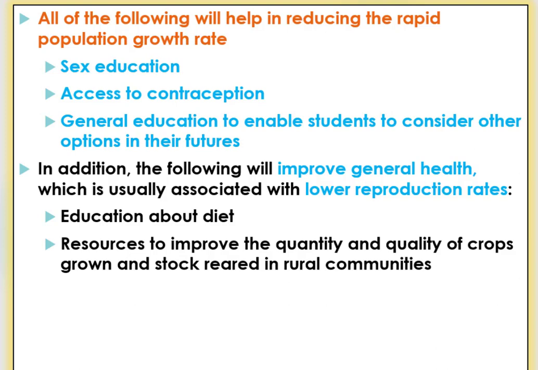In addition, the following will improve general health, which is usually associated with lower reproduction rates. This includes education about diet, and resources to improve the quality and quantity of crops grown and stock reared in rural communities.